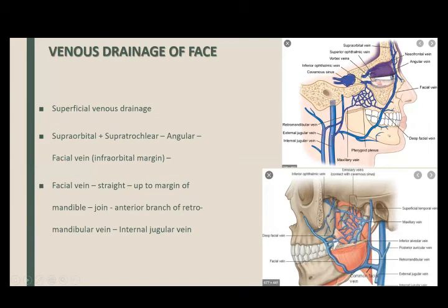ends into this thick, wide vein. This is the internal jugular vein. Let me show it here again. This is the retromandibular, which divides into the posterior division and the anterior division. The anterior division of the retromandibular joins this facial vein to form the common facial vein, and the common facial vein enters into the internal jugular. This is the external jugular, not into this one. Okay, now let us study its formation.